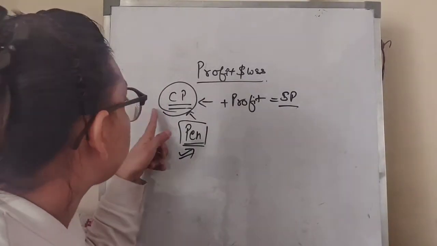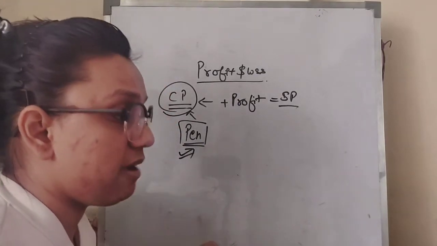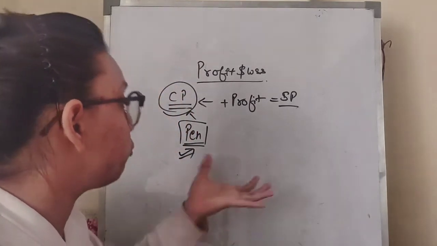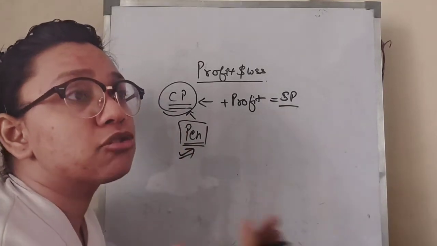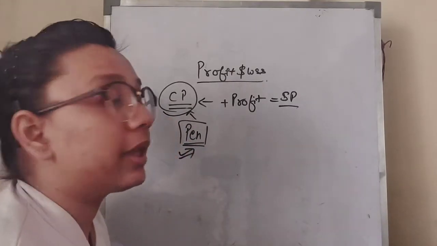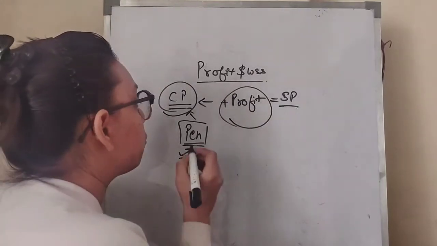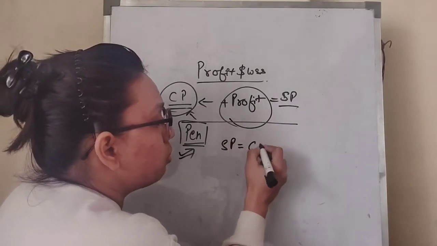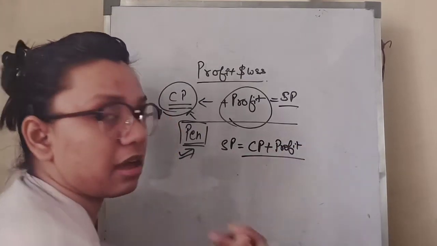In layman's language, or if I say in proper definitions, cost price refers to the price at which we purchase a particular product, and selling price refers to the price at which we are ready to sell a particular product. This is our profit part. So how to calculate the profit part? By this we get selling price equals cost price plus profit. So this is our first formula.